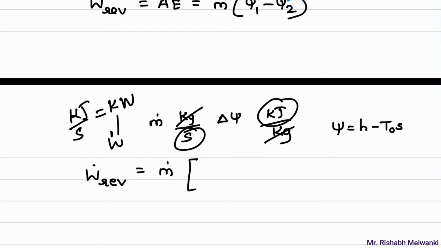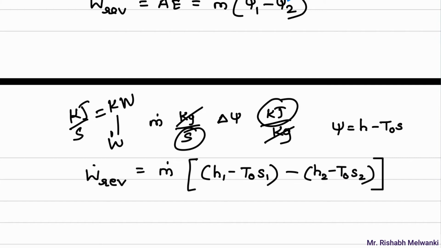So m dot in bracket. What is psi? Psi1 will be H1 minus T0 small s1. Then we have a negative sign over here, so I'll write down the negative sign as it is. Then now tell me, what will be this value in the bracket? So here I'll get H2 minus T0 s2.